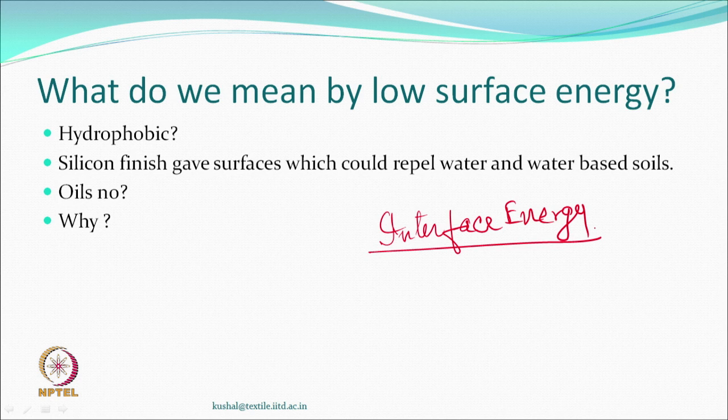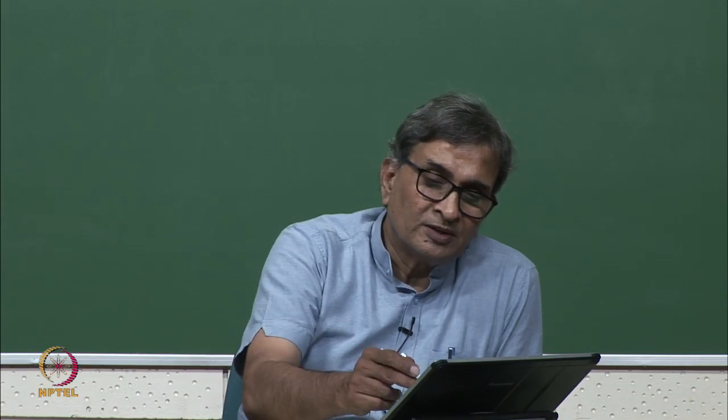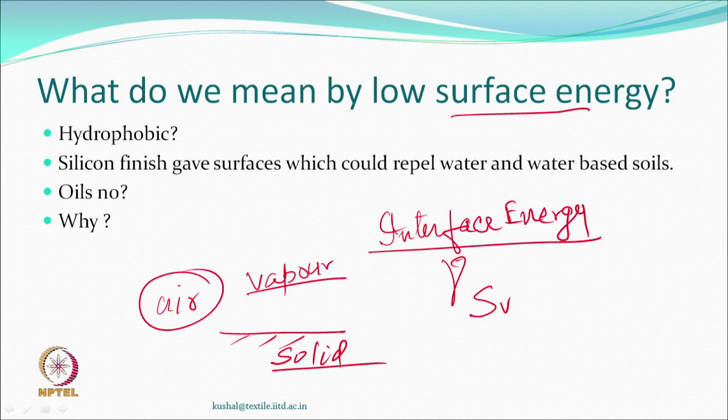So, when we talk about surface energy, we are talking about gamma SV, remember. That is an interface between solid surface and vapor. Vapor actually means, in our case, let us say air. So, the question which I had left some time ago was why and how this interface energy will go down.